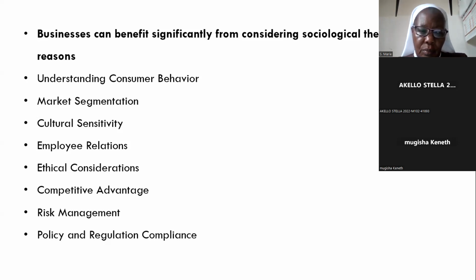Policy and regulation compliance. Sociological theories inform businesses about society norms, legal framework, and regulatory requirements. So if this business of Ronald, where someone was selling human parts, they would use these theories to help them. Then lastly, I'm going to the limitations or challenges of using these sociological theories.